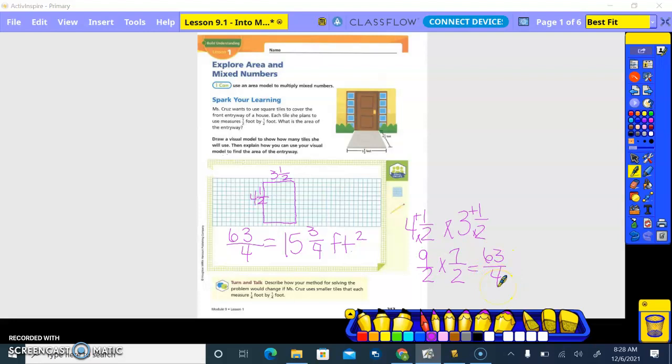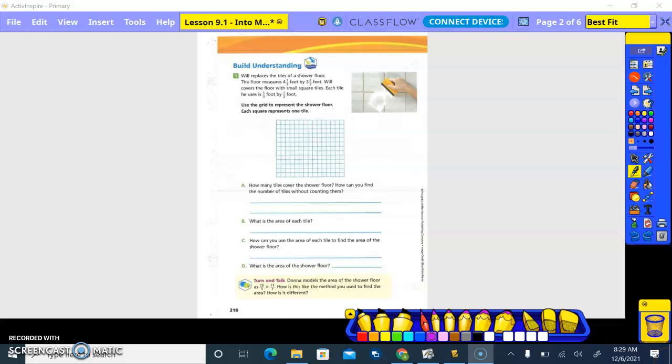Is that what I got over here? Yes. Okay. Building understanding. Number 1, Will replaces the tiles on a shower floor. The floor measures 4 1/3 feet by 3 2/3 feet. Will covers the floor with small square tiles. Each tile he uses is 1/3 foot by 1/3 foot. Use the grid to represent the shower floor. Each square represents one tile.